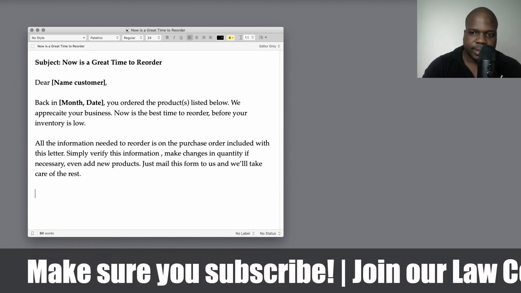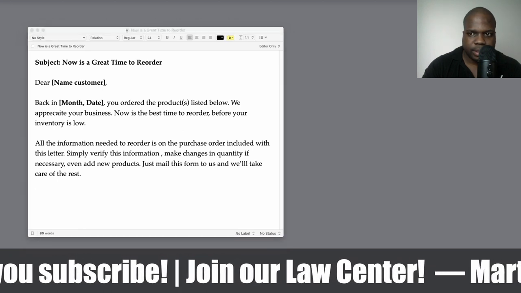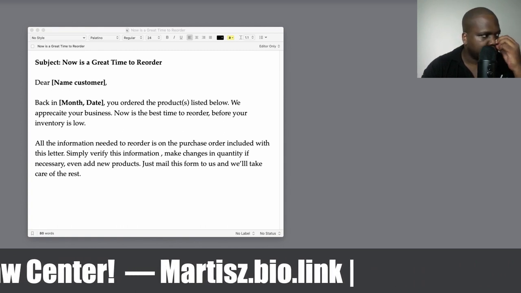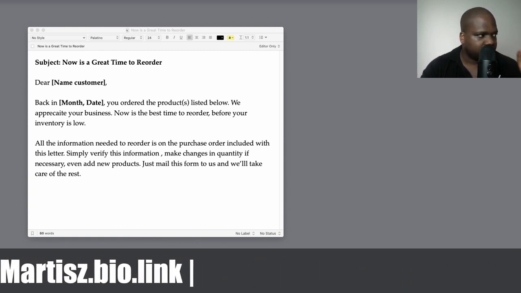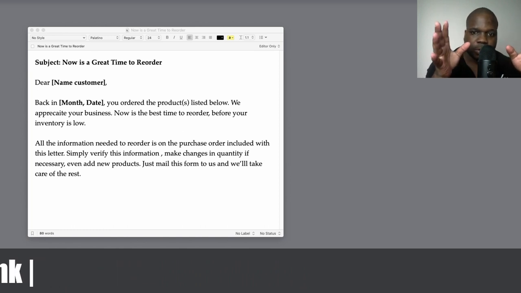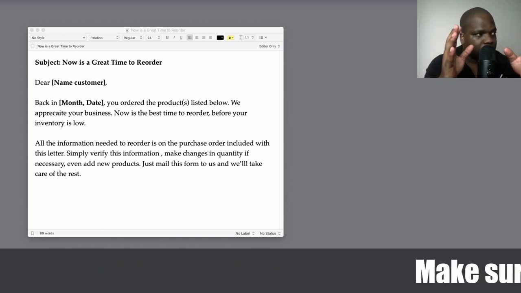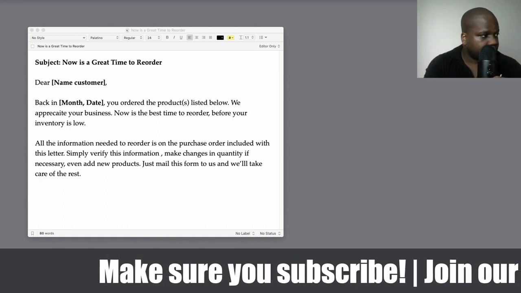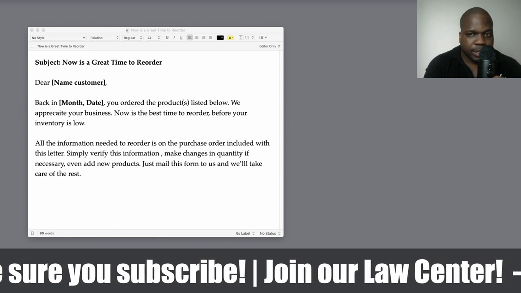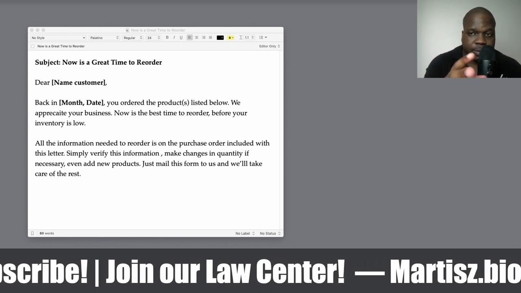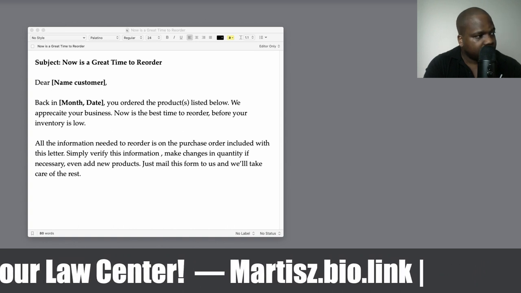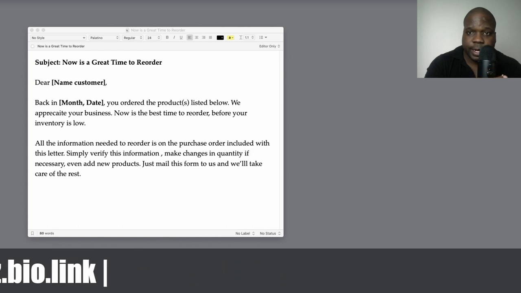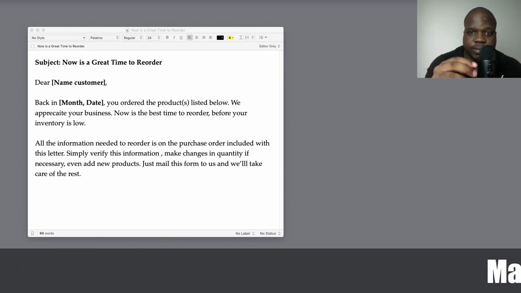Did I miss something? Let me repeat it just to ensure. All the information needed to reorder, put it in a form, and in the form the customer can change the quantity of their products. And when they fill the form, they can send it to you by email. It doesn't matter if you send it by email, let them send it by email. And then based on that, they will place an order. Or sometimes they can place an order just on their account online in your system.